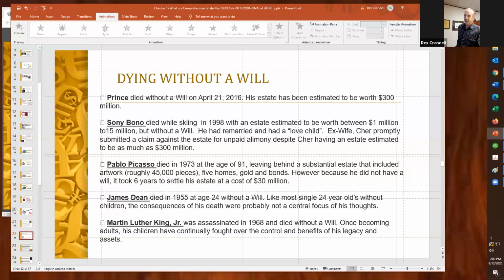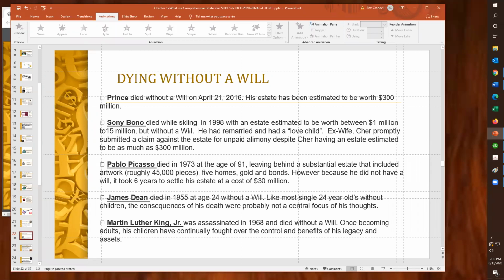Other people who have died without wills: we've got Prince, who died with an estate of $300 million. Sonny Bono died, as you know, in a skiing accident. He had an estate worth $1 million to $15 million. He had remarried to a new wife after Cher, and he also had a separate love child. After he died, Cher filed a claim in the probate court for unpaid alimony. She had to have that money, even though she had an estate of as much as $300 million.